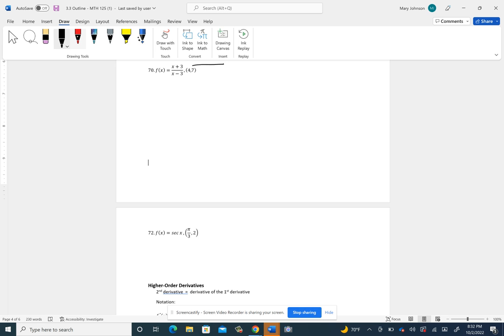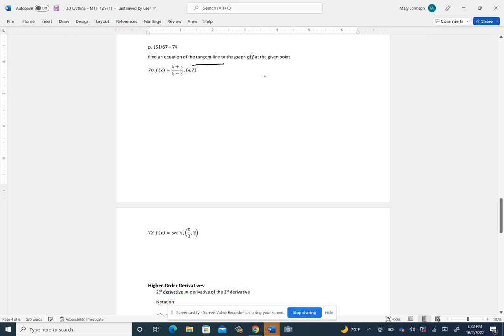The second I see that, I know I'm going to need to take the derivative of the function. So I'm going to go ahead and do that. My plan is to get the derivative of the function in general. Then I'm going to come back and use this point (4, 7) to figure out what the slope of the tangent line would be at that point. And then I'm going to write the equation of the tangent line.